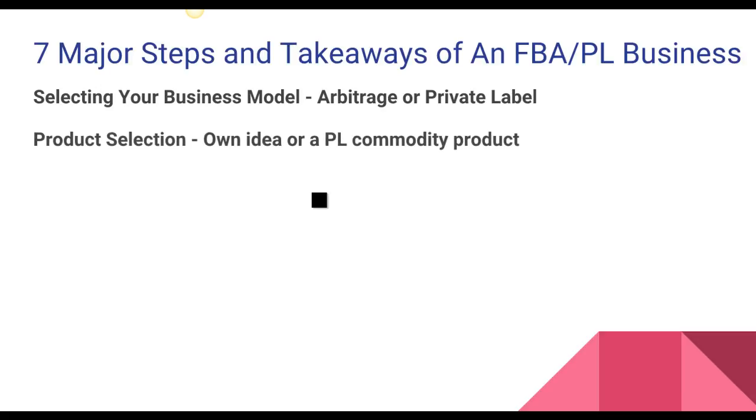Then starting out, you need to select a product. The product selection process is probably one of the most tedious and time-consuming. It can be frustrating, but also the most rewarding step in this whole process. You select the right product and your life is made much easier. You select the wrong product and it doesn't mean it's not going to work, but it's going to take a whole lot more time and effort. And here you have a choice of either your own idea or a private label commodity, a product which you may import, for example, from China.